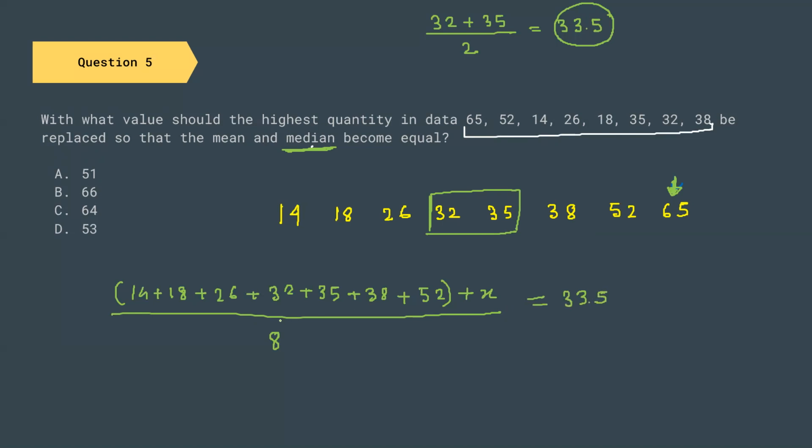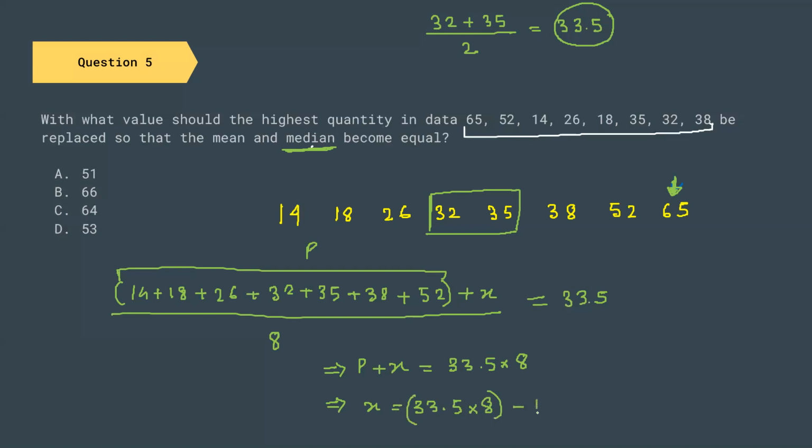Okay, so what can we write? We can assume that this whole part is P. So in the next step, we can write that P plus X equals 33.5 multiplied by 8, and the final value for X will be 33.5 multiplied by 8 minus P. So this will be your final value, and we can calculate the value for P.